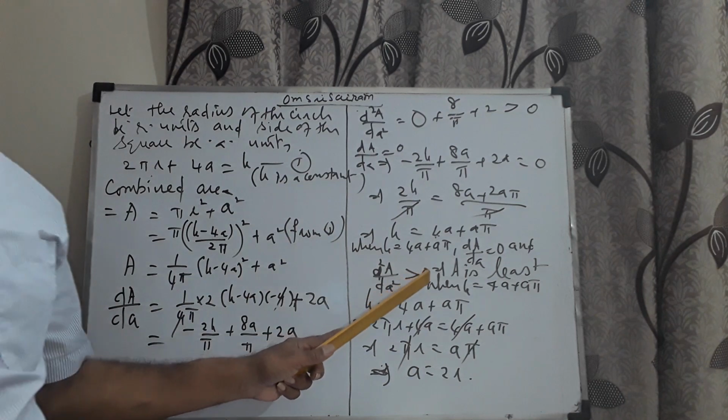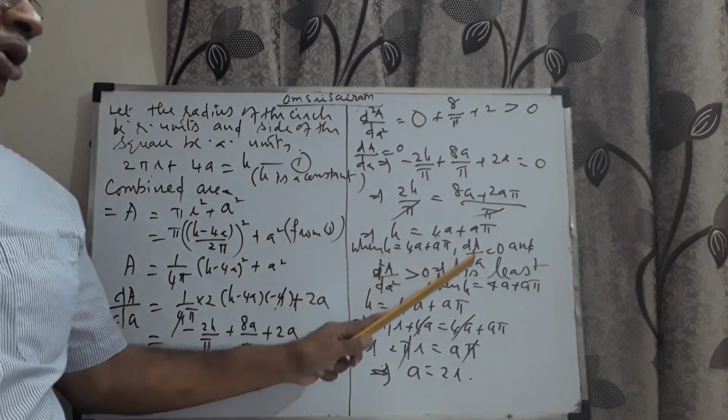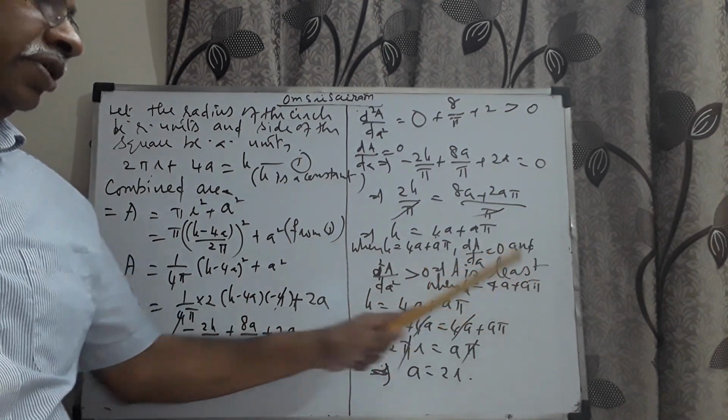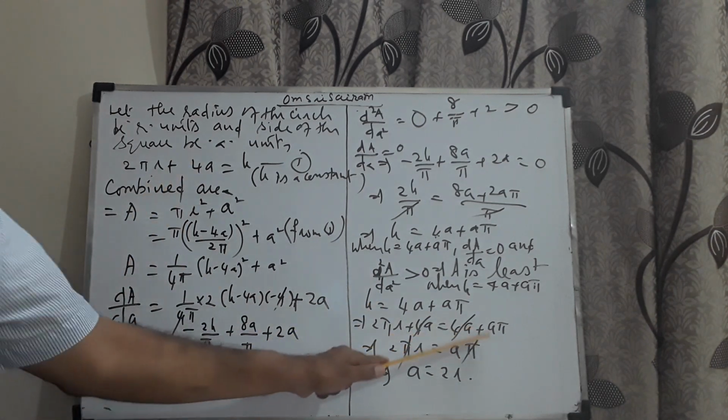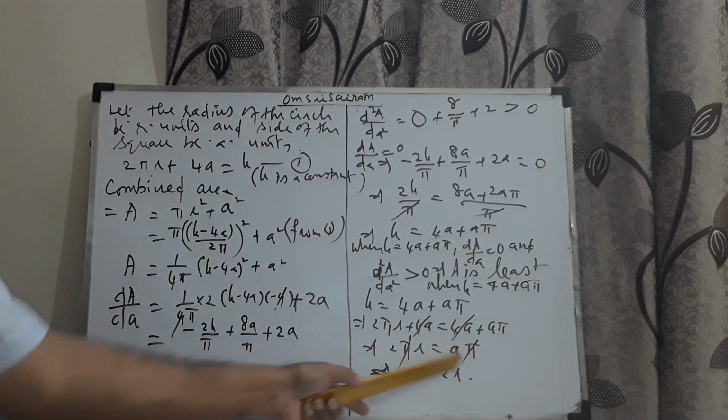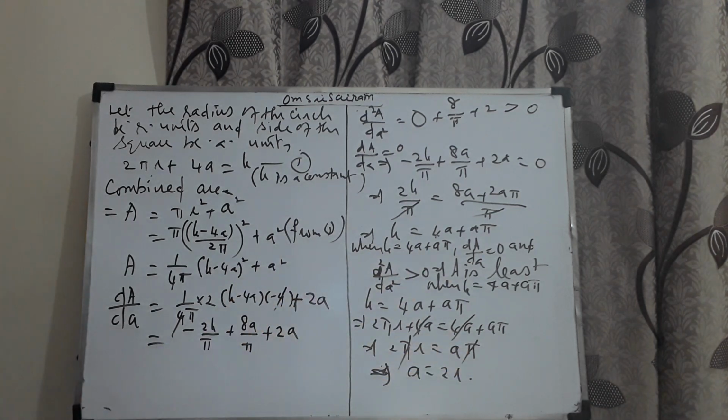Now, this is the condition for local minimum. So A is least when k is equal to this much. k is replaced by 2 pi r plus 4a here. 4a gets cancelled. 2 pi r is a pi, which implies a is equal to 2r. Therefore, from the question, prove that and write everything. That is, sum of the areas is least when the side of the square is twice the radius, or double the radius. It's better to take down and write the final answer.